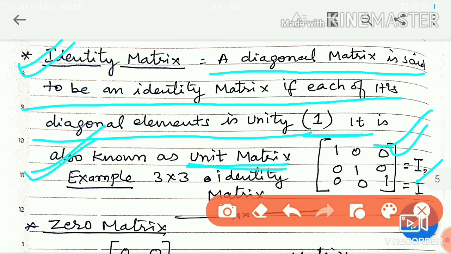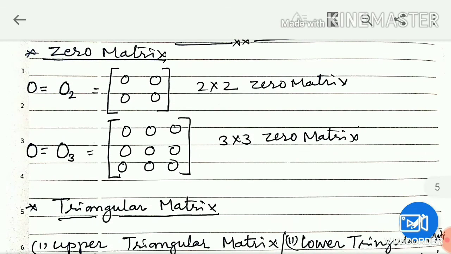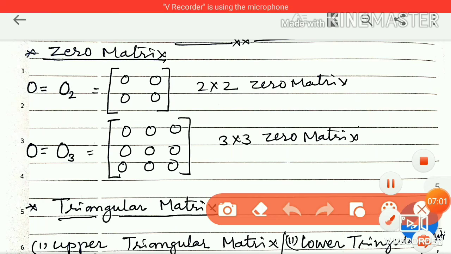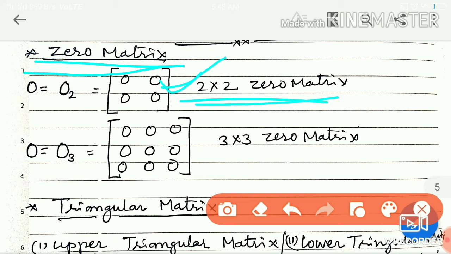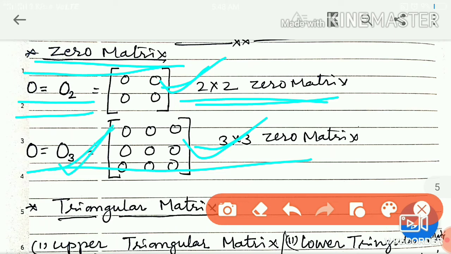Now we have the 0 matrix. What is the 0 matrix? Look here. A 0 matrix means all the elements are 0. This is a 2 into 2 0 matrix. This is a 3 into 3 0 matrix. Sorry, it need not be a square matrix; it may be given in any order, not compulsory. But generally if I write O2, it means a square matrix of 2 into 2. O3 means a square matrix of 3 into 3.